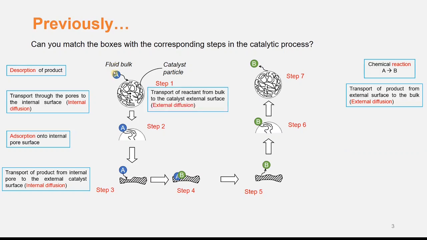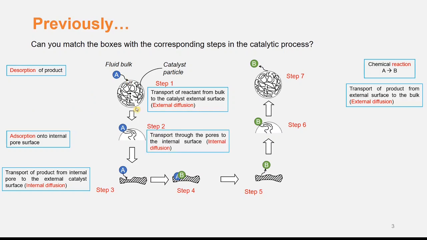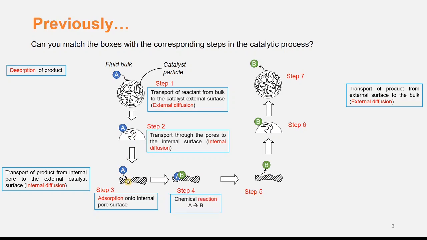Step 1 is the transport of reactant A from the bulk to the catalyst external surface, which is an external diffusion step. Step 2 is the transport of reactant A through the pores to the internal surface, which is an internal diffusion step. Step 3 is the adsorption of reactant A onto internal pore surface. Step 4 is the chemical reaction whereby the reactant A is converted to the product B.